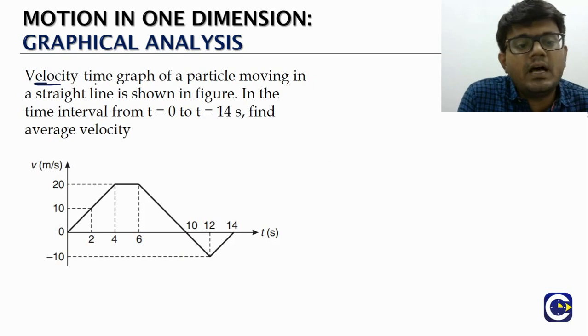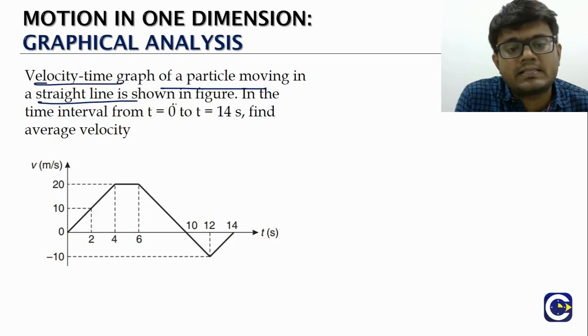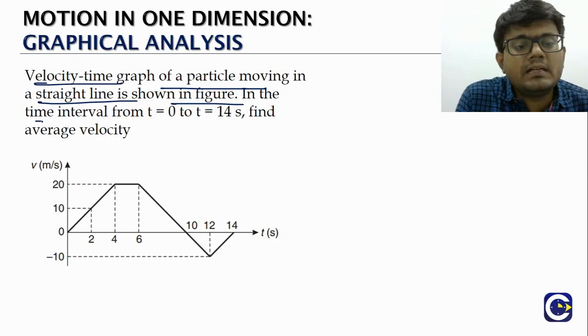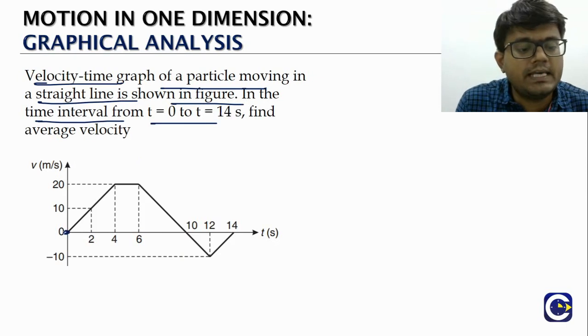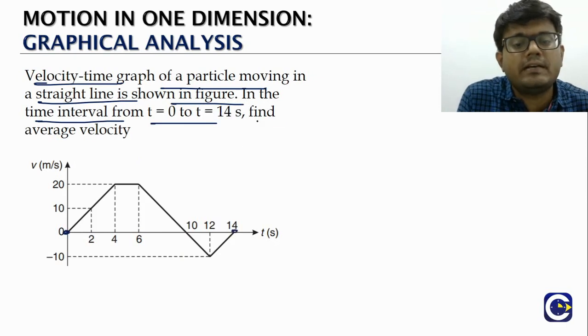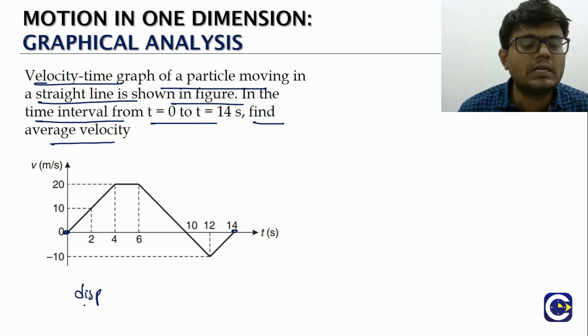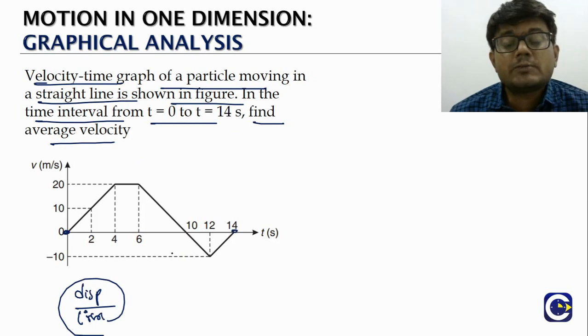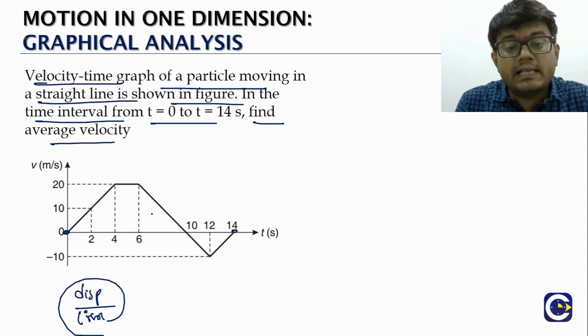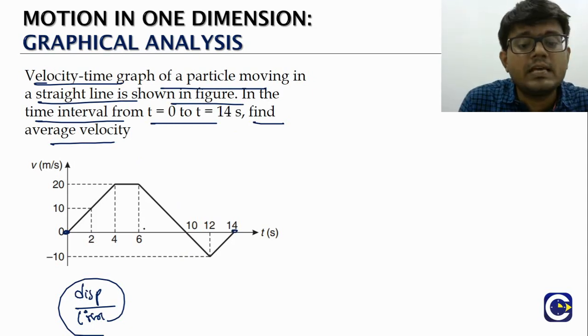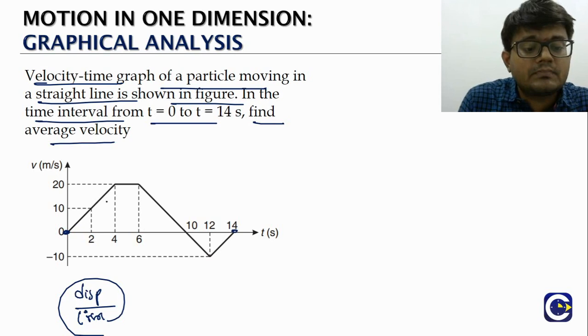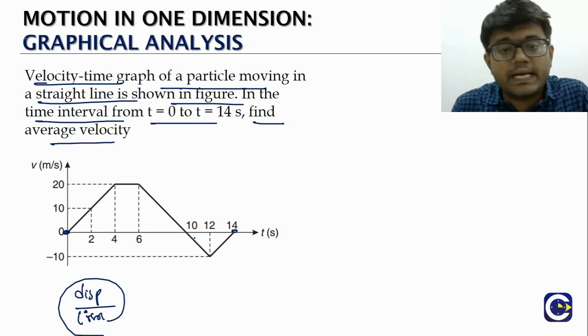Look at this, velocity time graph of a particle moving along a straight line is given. In the time interval 0 to 14, so 0 is here and 14 is here. From 0 to 14, find the average velocity. Average velocity means what? Total displacement by the time taken. So total displacement means what? The area that is enclosed between the velocity curve and the x-axis or the time axis. You see here one thing, the area above will be positive, area below will be negative. That part we are clear.